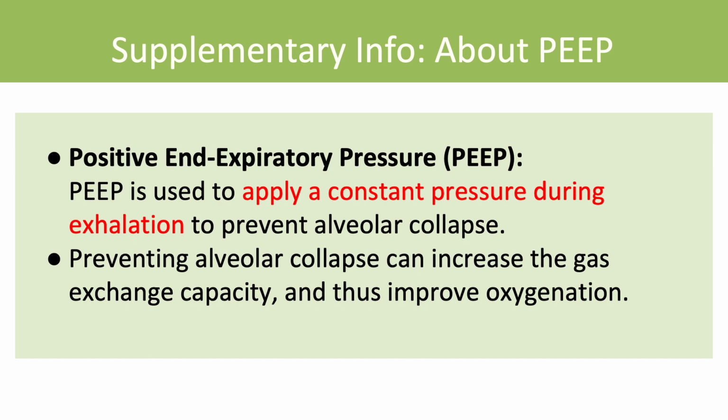As supplementary information, PEEP refers to positive end expiratory pressure and is one of the settings that can prevent alveolar collapse by applying a certain pressure during expiration. Prevention of alveolar collapse leads to improved gas exchange capacity, and thus oxygenation can be improved. As with the pressure support, remember PEEP is one of the settings such as inspiratory pressure and ventilation frequency.